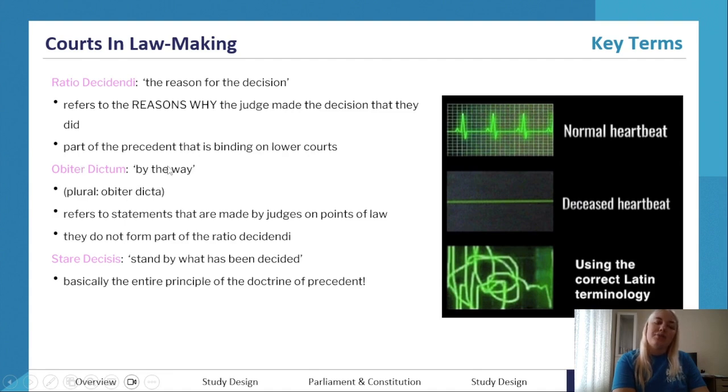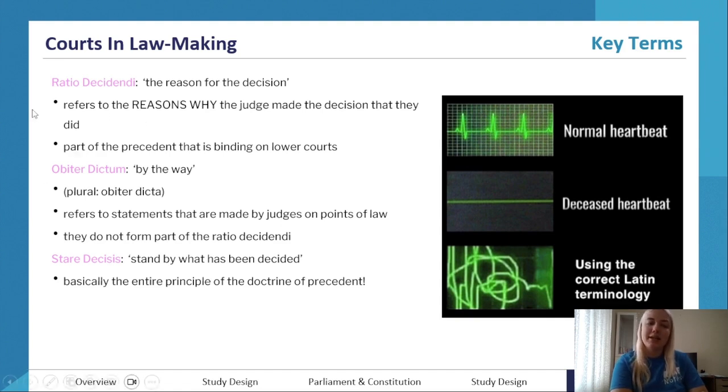Obiter dictum literally in Latin means by the way. Okay, so these just refer to judges' comments. So this might be comments about Parliament's law as well, about statutory law, talking about how an act is inadequate or unfair or needs to be changed or out of date or needs to be updated. And these may actually influence Parliament to update or change their acts in response to the judge's comments. This is why obiter dictum comments are really valuable, because they have the power to potentially influence Parliament.